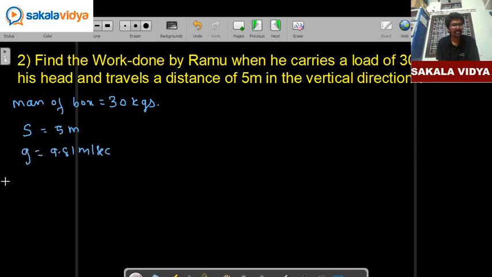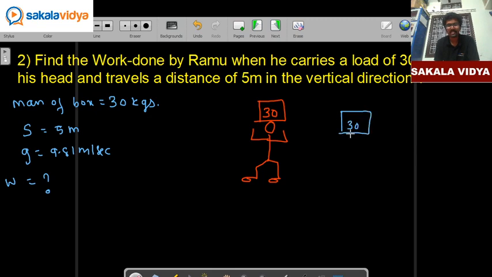What you have to find is W, work done, which is the same as your previous question. Here Ramu is going to carry a box whose weight is 30 kgs. Let us draw the free body diagram. This is our box of 30 kgs. Obviously our gravitational force is acting in the downward direction, and it is going to make a vertical displacement, S is equal to 5 meters.